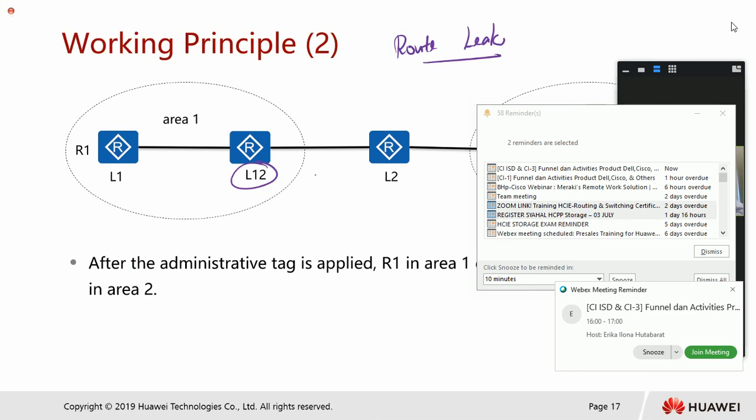So far, that is the working principle of the administrative tag: to classify and identify who you are before I can filter the information. I can filter so that only you go to area 2, and I also filter so that router 2 can only go to router 1. So I'm doing filtering both ways by using the tag.